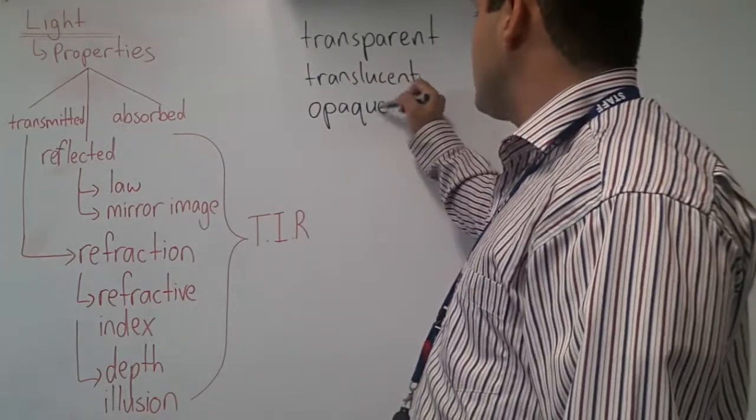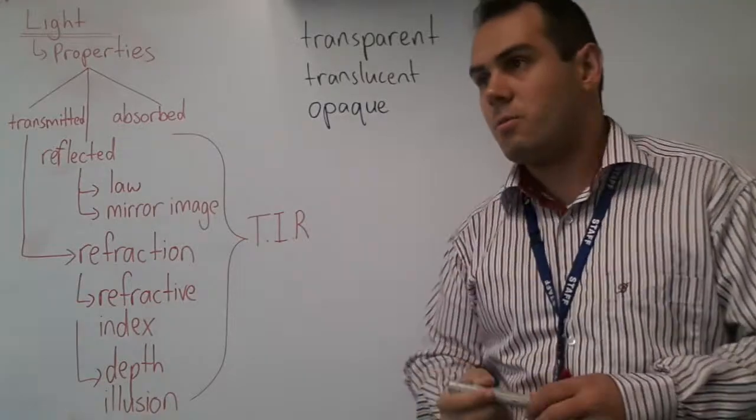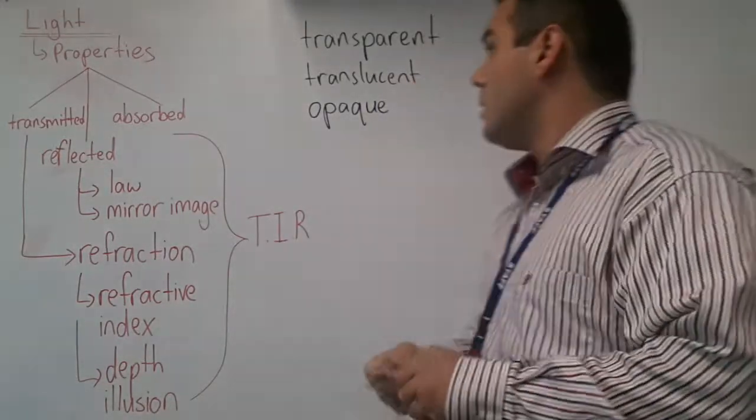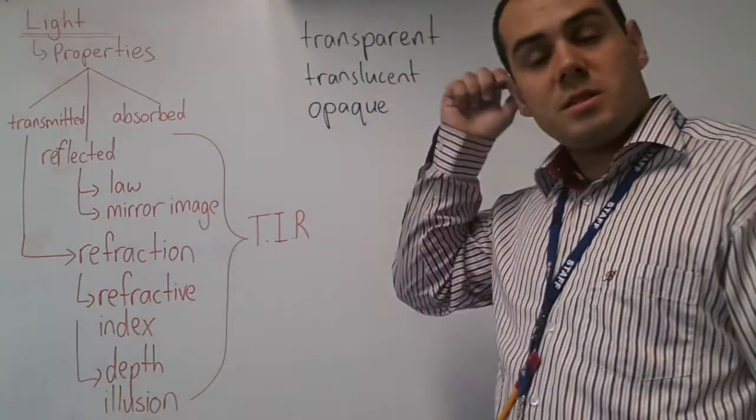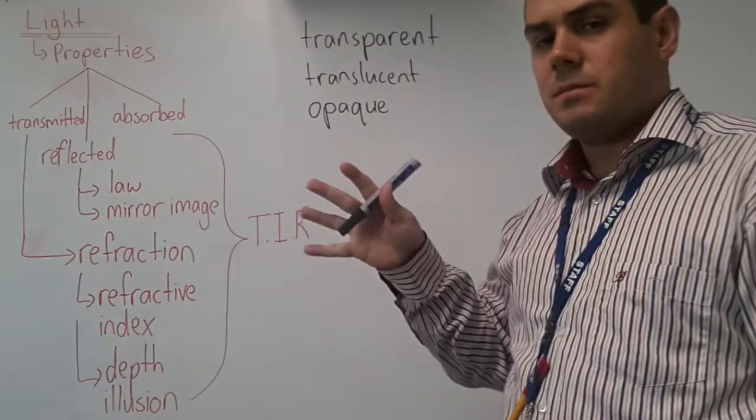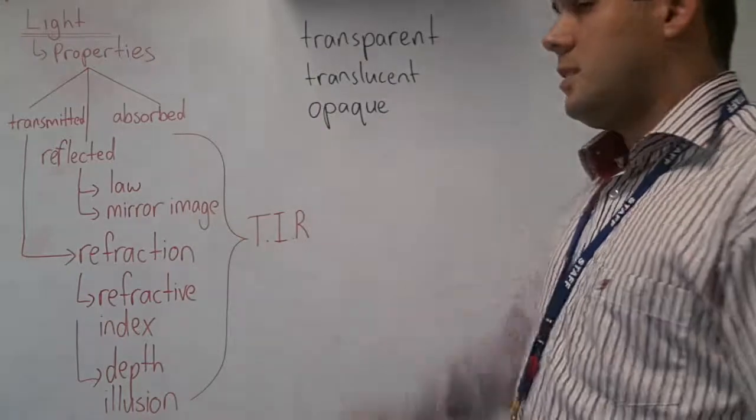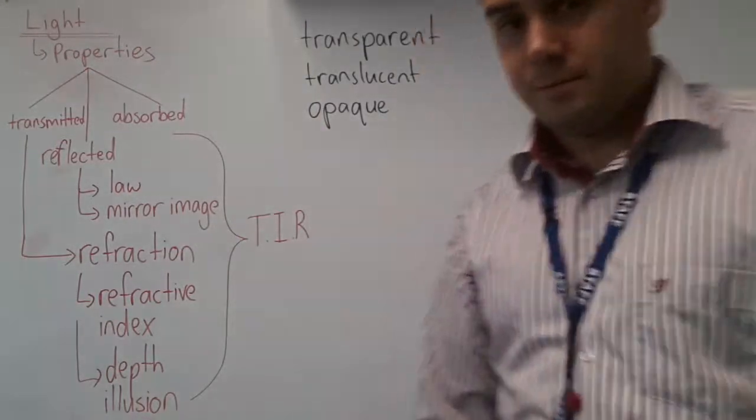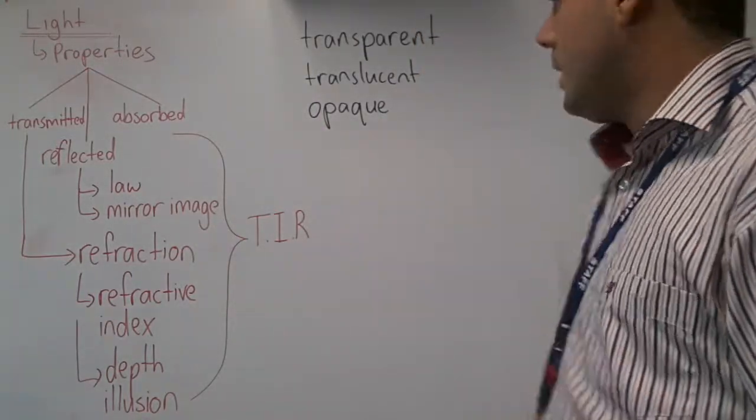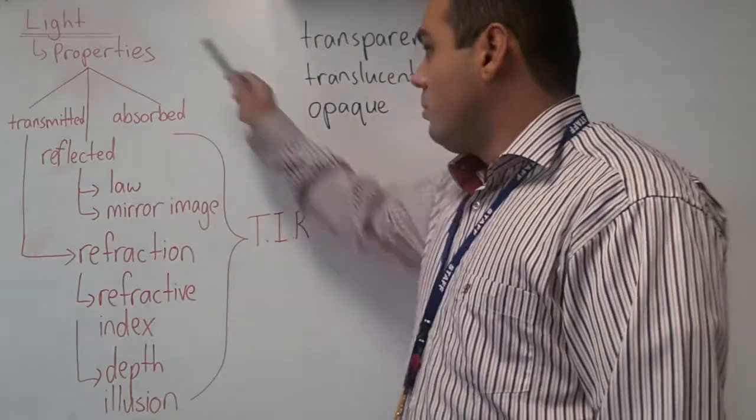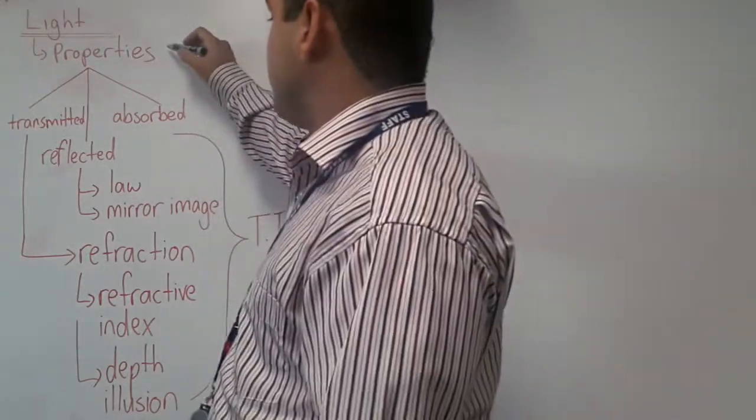So a good example of each one. Transparent is just the window you look at, like your car window that you look through. Translucent is like your shower screen. It's a little bit blurry. You can still see what's on the other side, but it's very scattered. And then you have opaque, like a brick. Basically a wall.